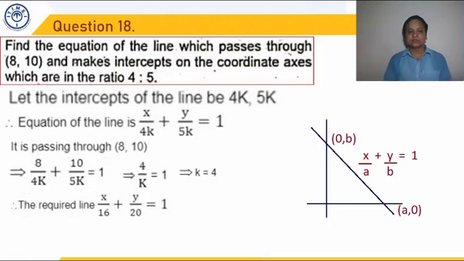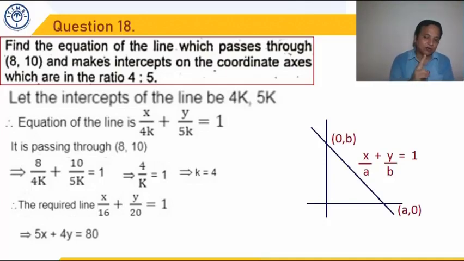If we multiply the whole equation by 80, that is the LCM of 16, 20, it becomes 5x plus 4y is equal to 80. This form is intercept form. So we use the intercept form. The line is passing through (8, 10) and the lengths of intercepts on the x-axis and y-axis are in the ratio 4:5. So the answer, the required equation, is 5x plus 4y is equal to 80.